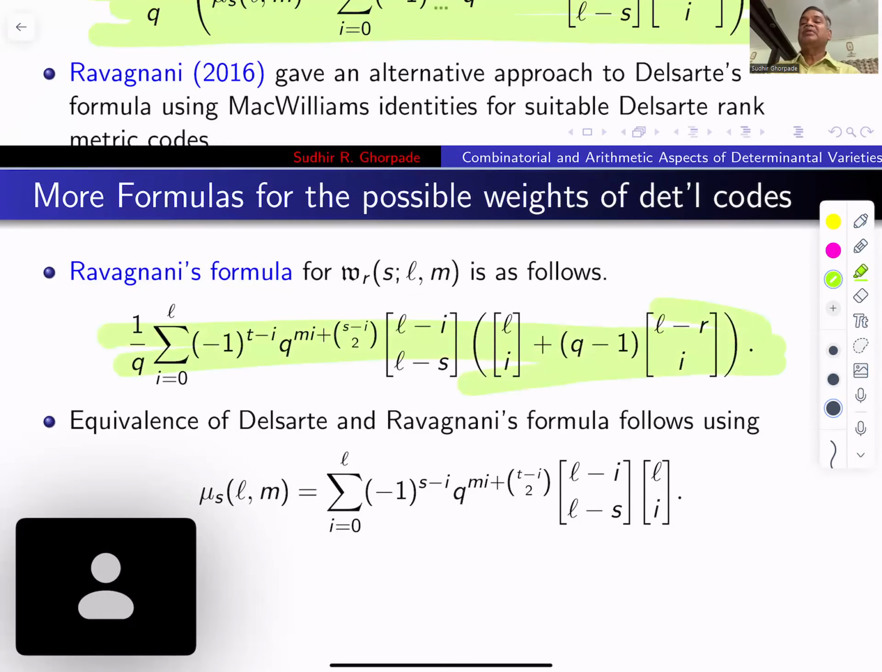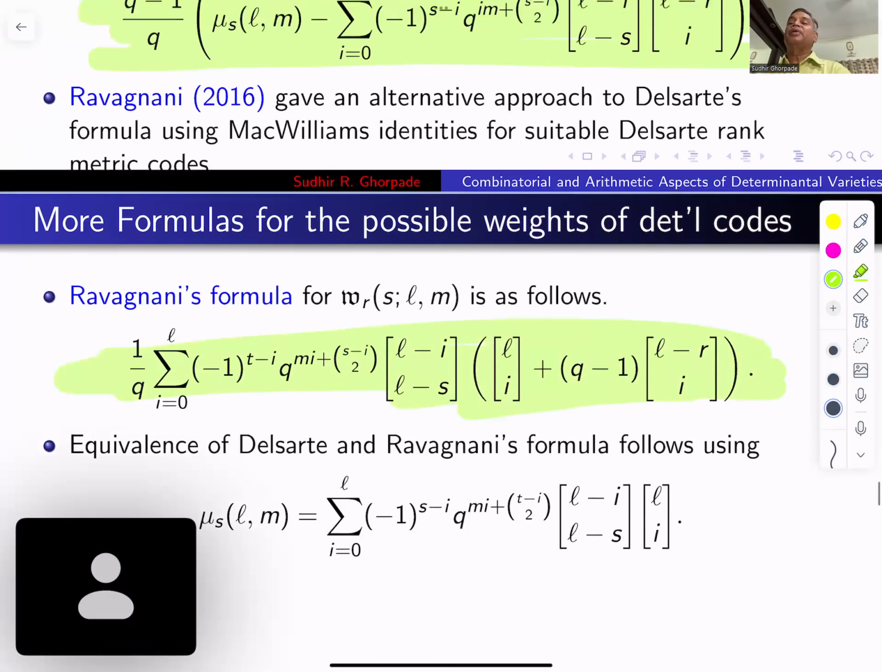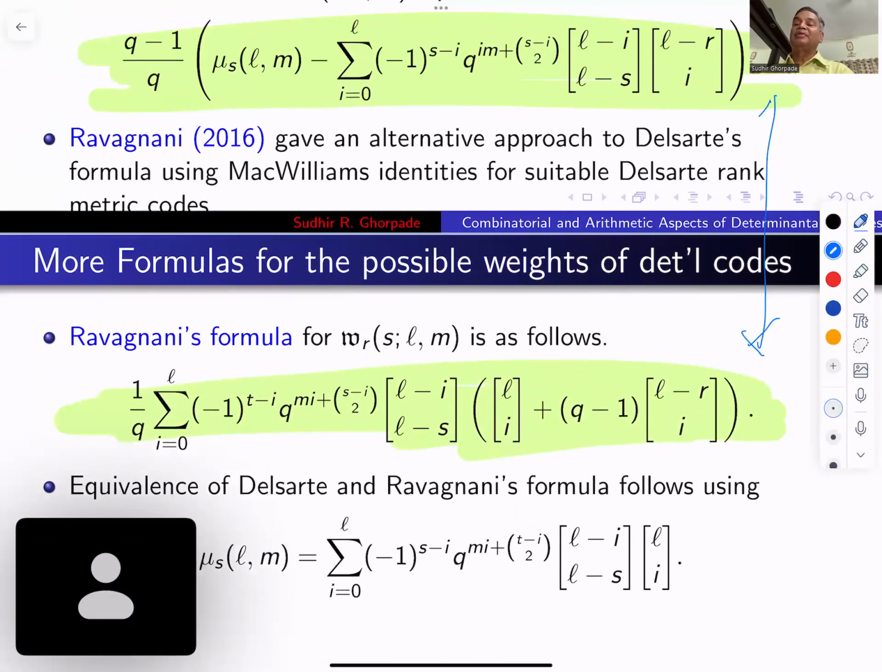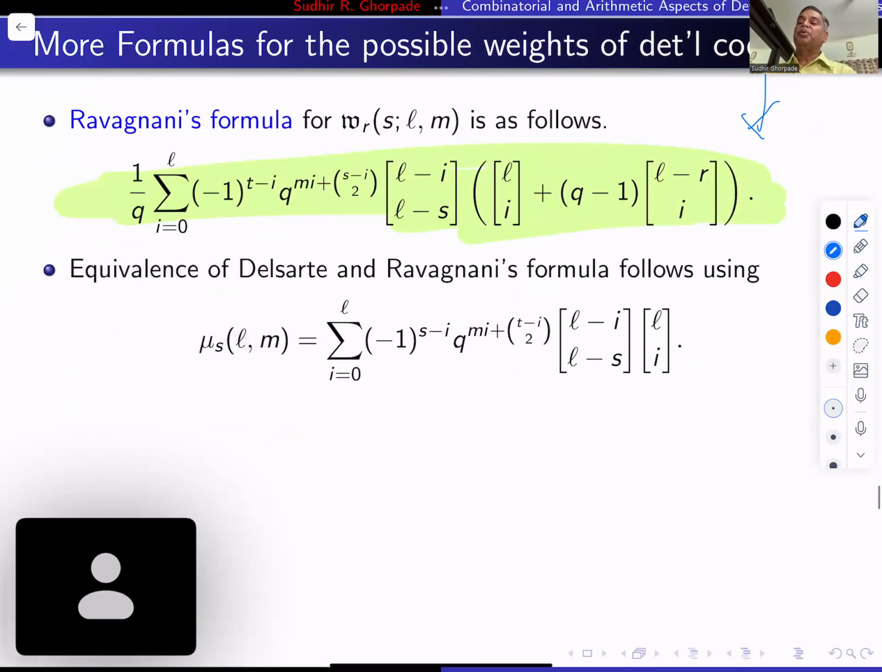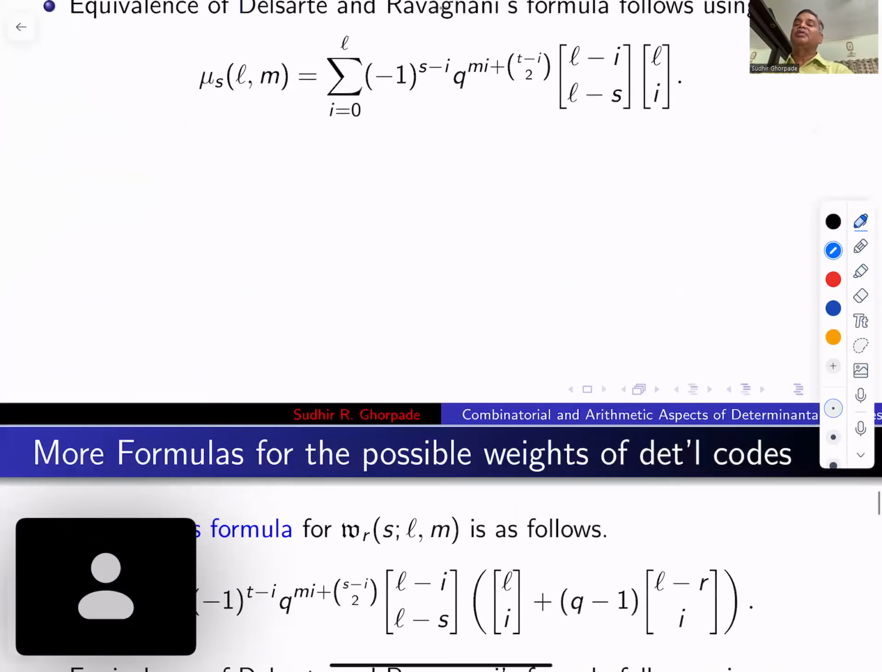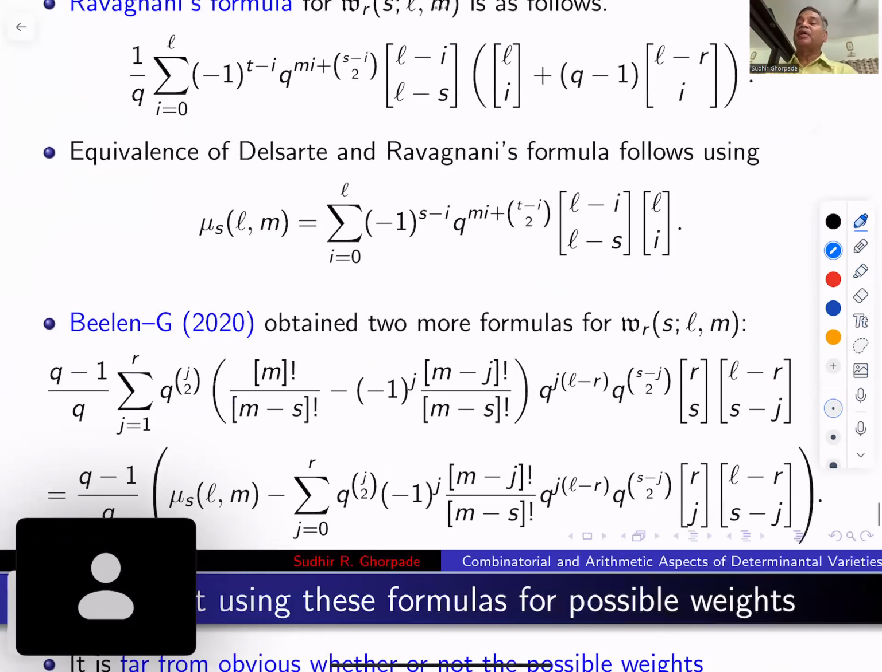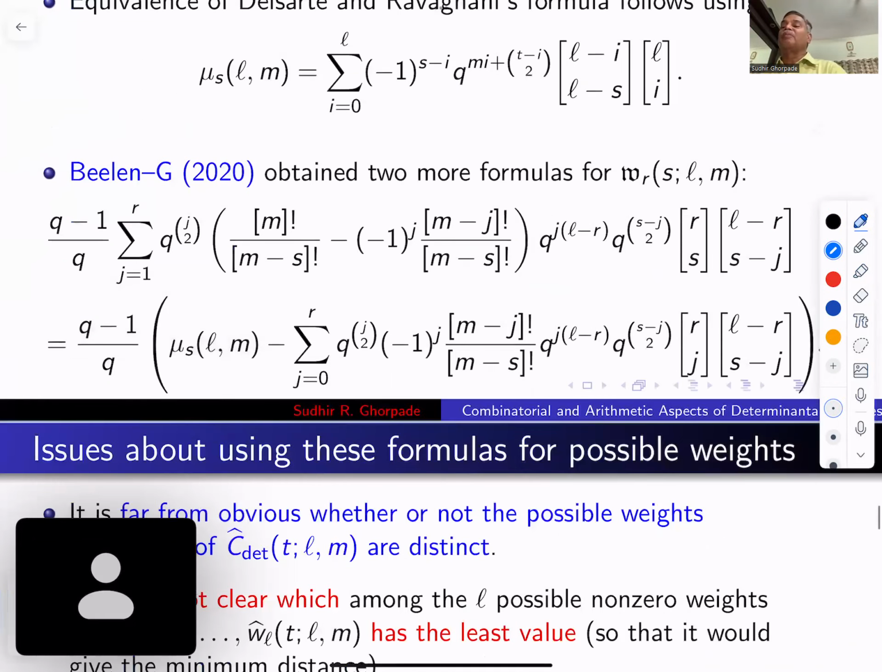As you can see, both of these formulas are not straightforward. For those of you who like combinatorics, it may be a good exercise to show independently that this is equal to this. It's not difficult. Here is a hint: you can rewrite this mu s in this fashion, and then you can show that the two formulas are equal. Actually, without knowing this, Peter Beelen and I obtained another set of complicated formulas for this fracture W, and therefore all the other weights, and that was given by this expression.